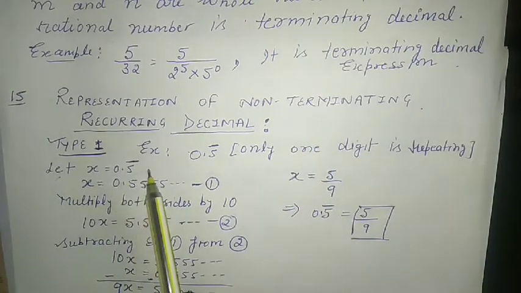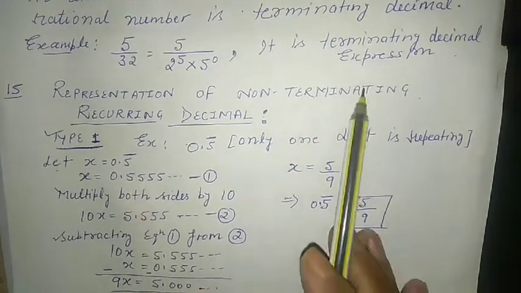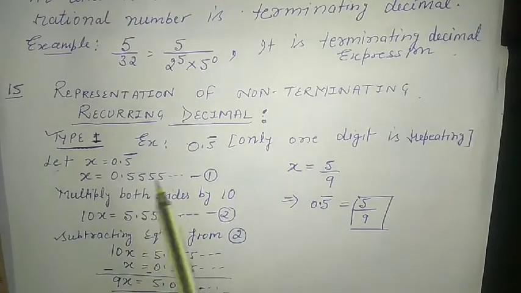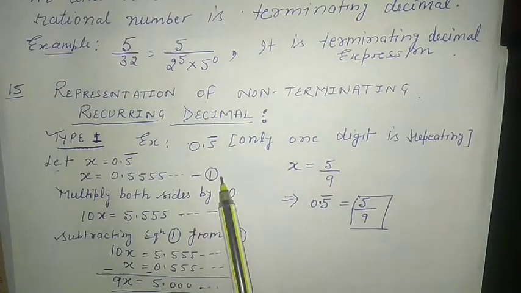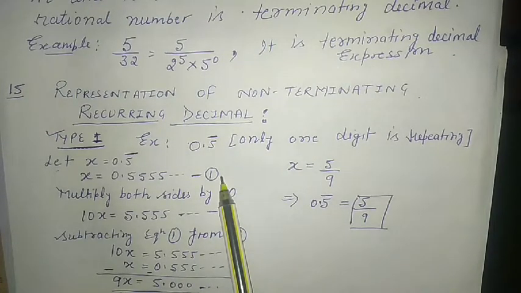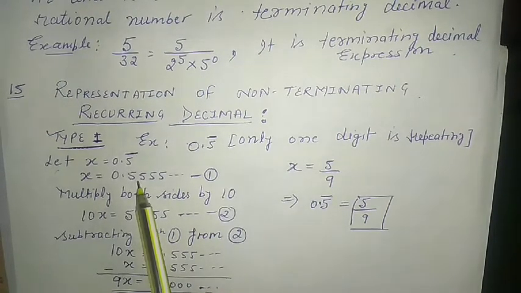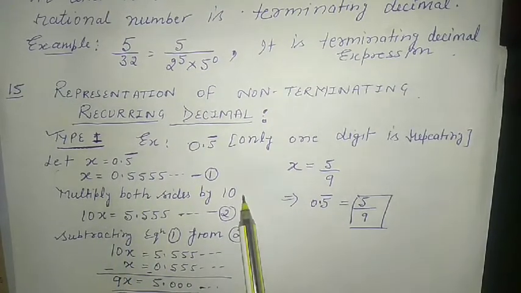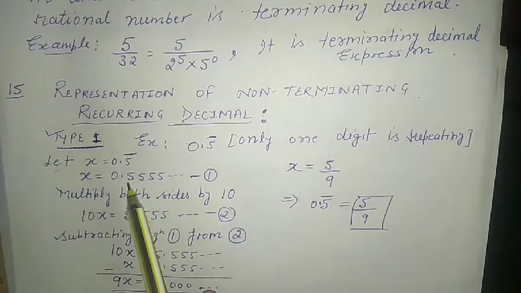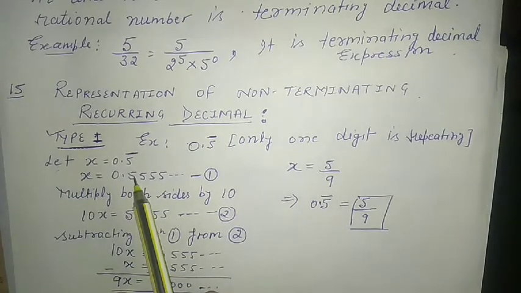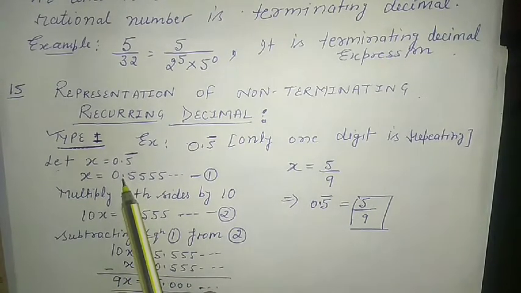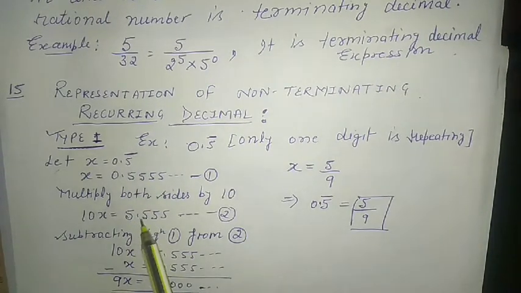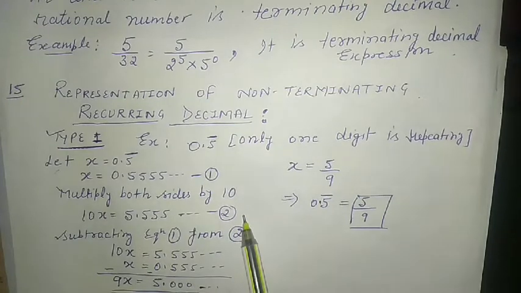So how can we write bar here? Bar means the repeating numbers. x is equal to 0.5555 and so on. So this is our first equation. Because only one digit is repeating here, we will multiply both sides by 10. So 10x, when we multiply the right side by 10, the decimal will shift one digit to the right. So it becomes 5.555. This is the second equation.